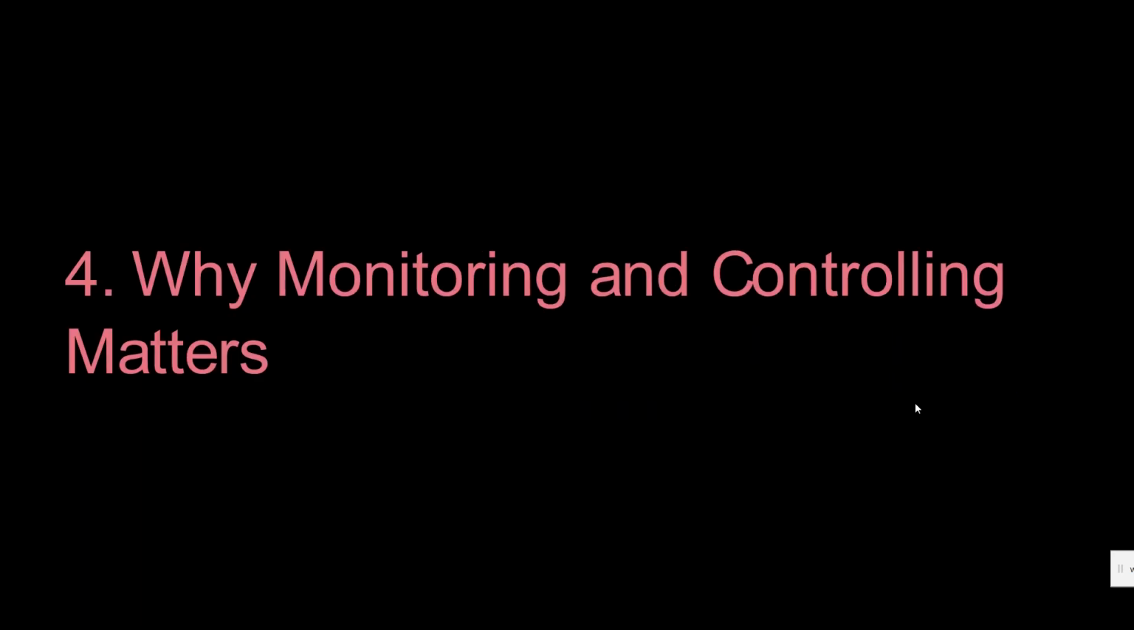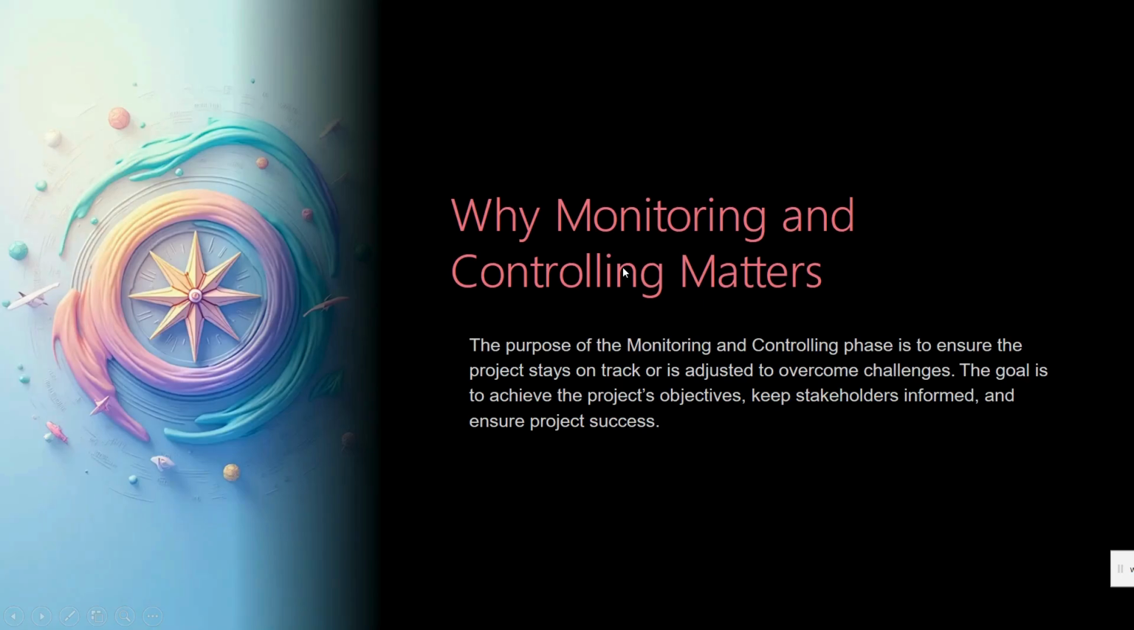After documents, let's see why monitoring and controlling matters. Okay, so actually, the purpose of the monitoring and controlling phase is to ensure the project stays on track or is adjusted to overcome challenges. So the goal is to achieve the project's objectives, keep stakeholders informed, and ensure project success. In the end, the monitoring and controlling phase is all about ensuring the project progresses as planned or gets adjusted to adapt to any unforeseen challenges.